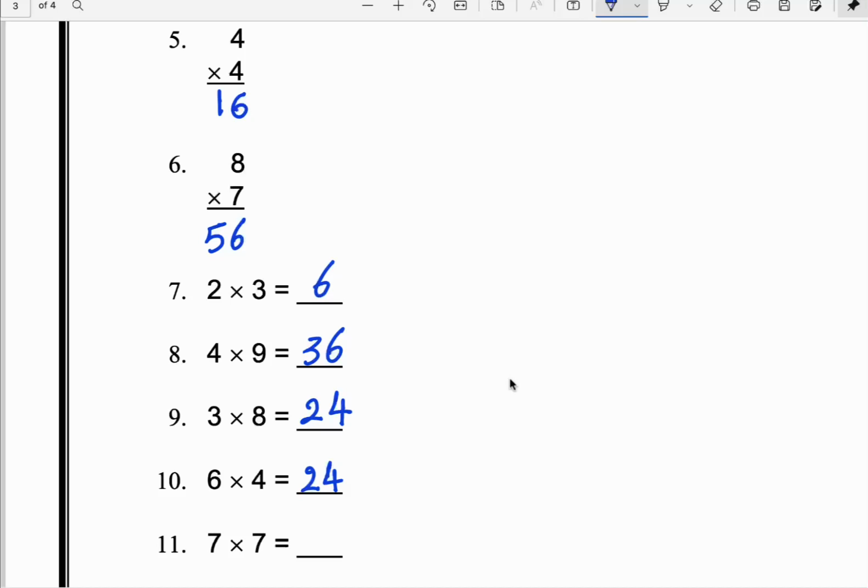Who's asking? Yasin Isa. Yasin, you have a question? Okay, ask, my hero. Number 9 is 3 multiply 8 equal 24. And number 10, 6 multiply 4 equal 24. What is your problem?